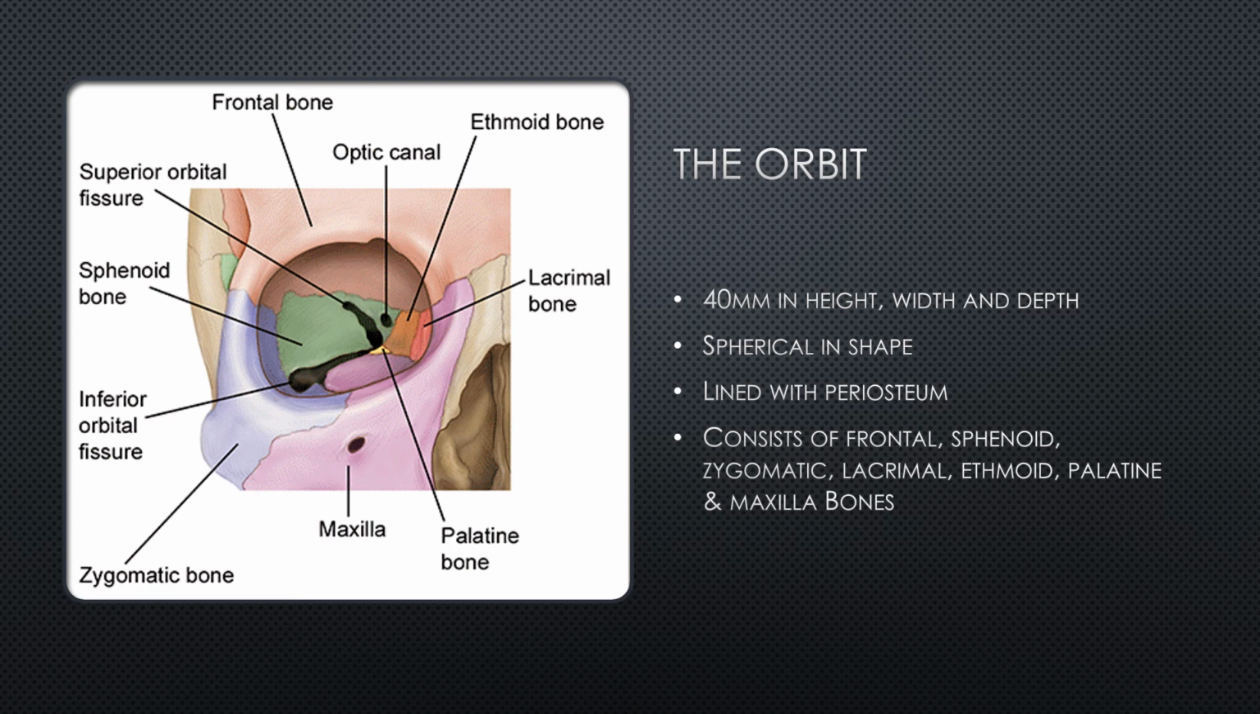The orbital architecture consists of the frontal, sphenoid, lesser wing of the sphenoid, and greater wing of the sphenoid, zygomatic, lacrimal, ethmoid, palatine, and maxilla bones.